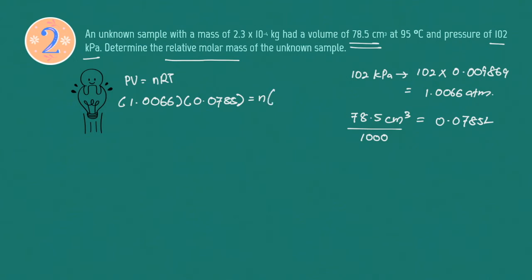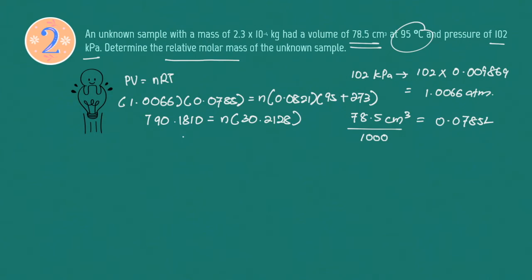Remember your R for gas law is 0.0821 and your T, what is your T? The temperature is 95 degrees Celsius. So you write 95 plus 273 because you need to convert that to Kelvin as well. From here we can just press our calculator and we should get 790.1810 is equivalent to n times 30.2128.